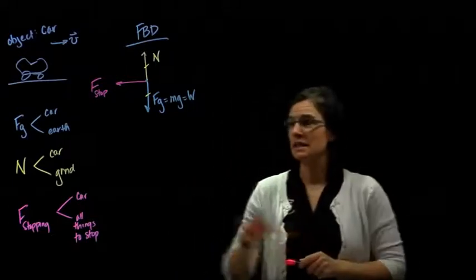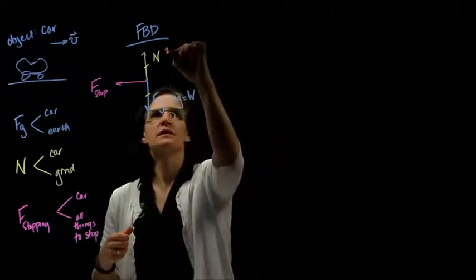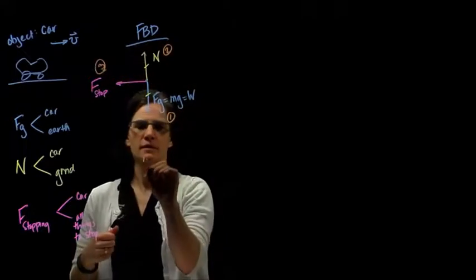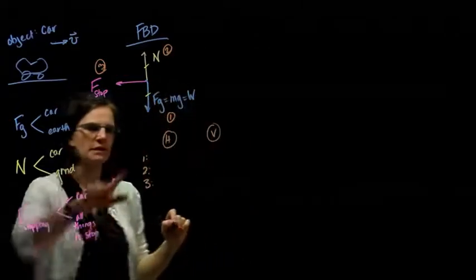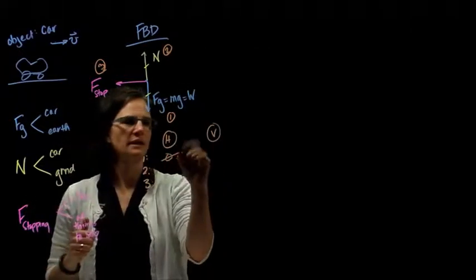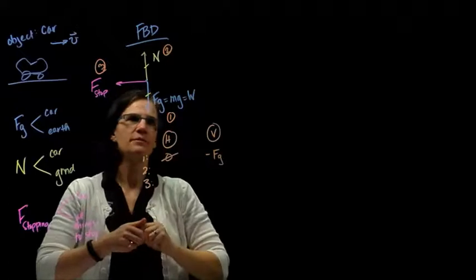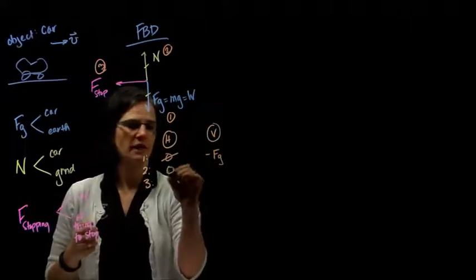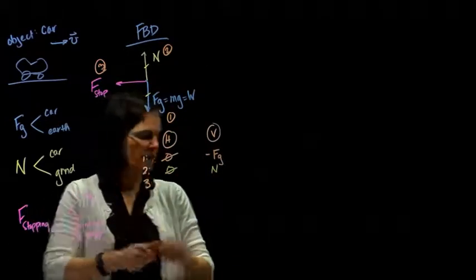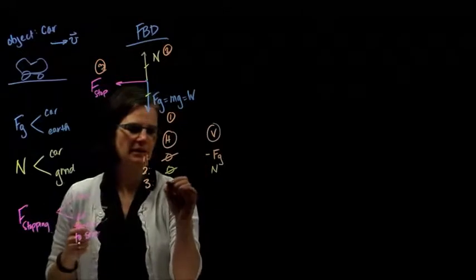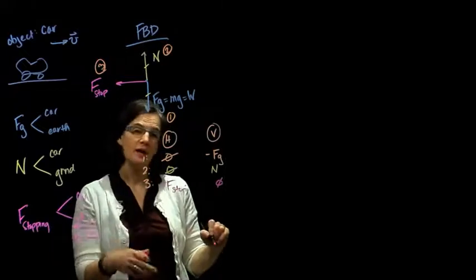So we're interested in what that stopping force is. So we continue our analysis, numbering each one of our forces, and then analyzing their horizontal and vertical motions. So force 1, nothing horizontally, only vertically. It's acting down, so we have a minus Fg. Force number 2, nothing horizontally, only acting vertically in the upward direction, a positive N. And our stopping force is acting to the left and nothing vertically. So now we can apply Newton's second law.